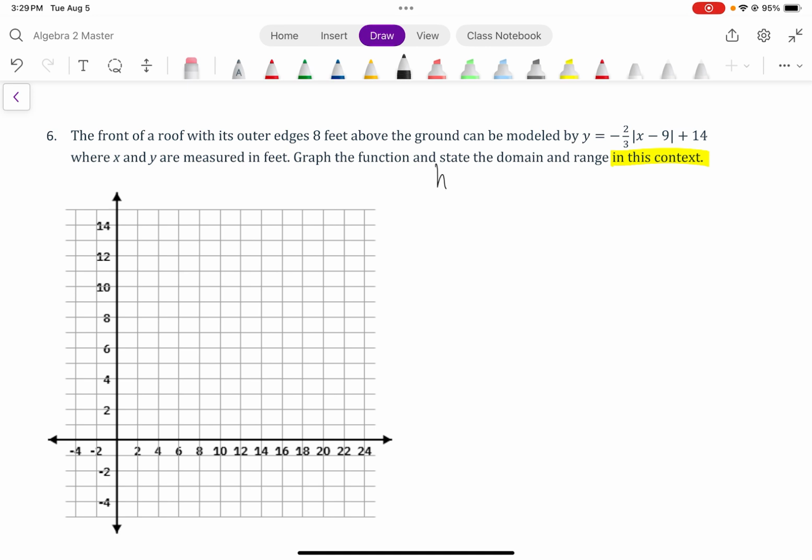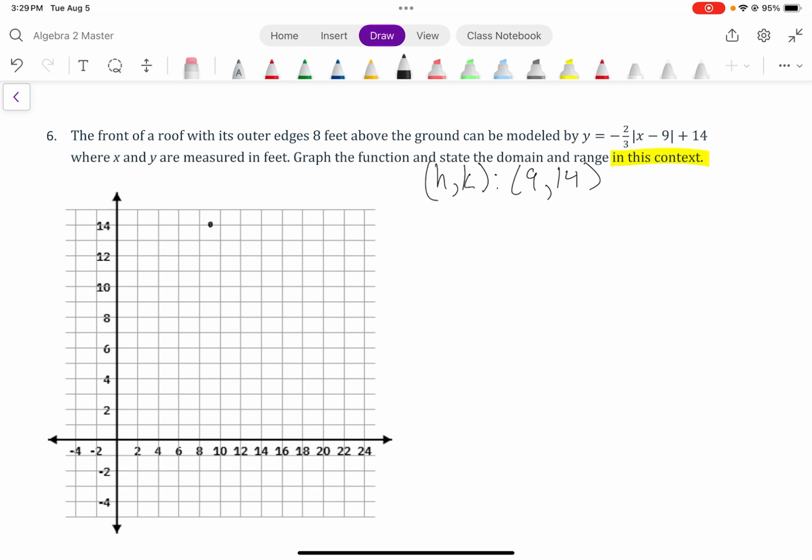Step 1 is find our vertex, (h, k). Since it's x minus 9, my h value is 9, and my k value is 14. So I have to be careful on this graph because of how it's scaled. 9 is actually going to be between two things for my h value, and then my k value is going to be nice and easy on that 14 line.